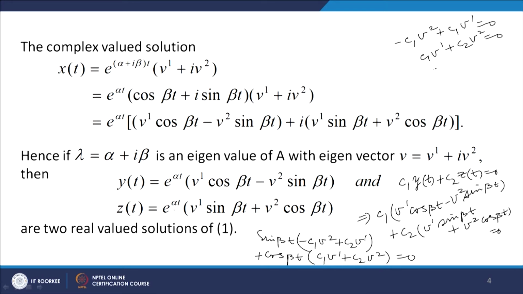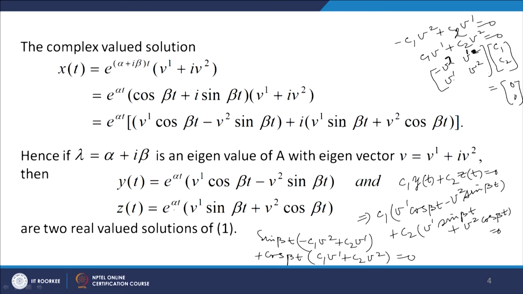Okay. This gives us the matrix equation, with the matrix having rows minus b2, b1 and b1, b2, acting on the column vector C1, C2. Here we get minus C1 b2 and C2 b1, and here C1 b1 plus C2 b2.